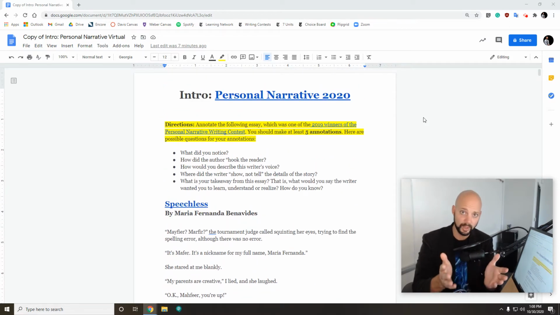And here are some possible questions for your annotations. What did you notice? How did the author hook her readers? How would you describe the author's voice? Where did the writer show, not tell the story, the details of the story? And what is your takeaway from her essay? That is, what do you think the author wanted you to learn or understand or realize by the end of this essay?